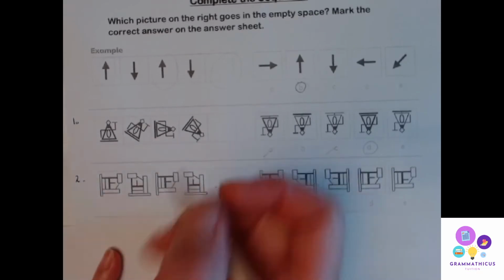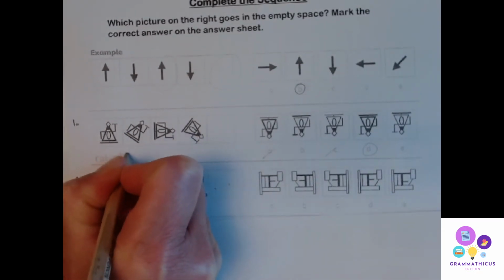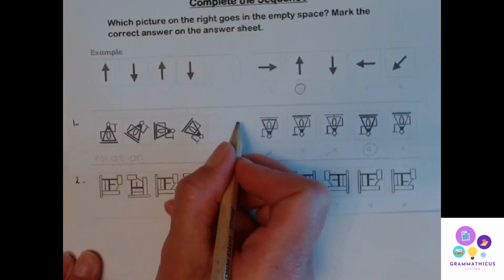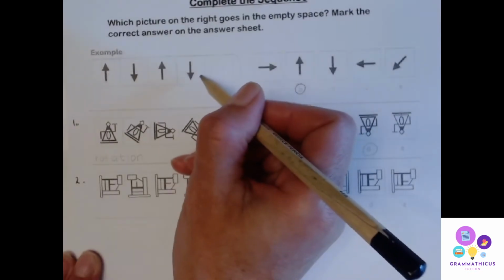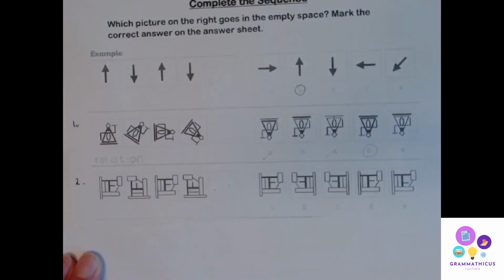Okay, so this question here was a rotation question, and it was a sequence, a continuing sequence. If you remember, we had an alternating sequence, and now we've got a continuing sequence. Let's have a little look at the next one.